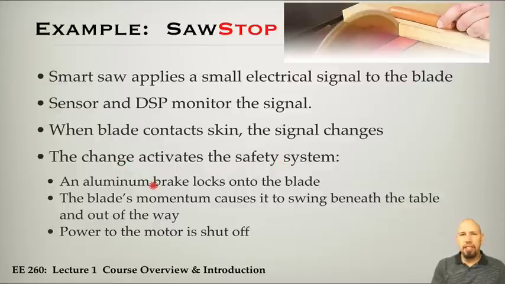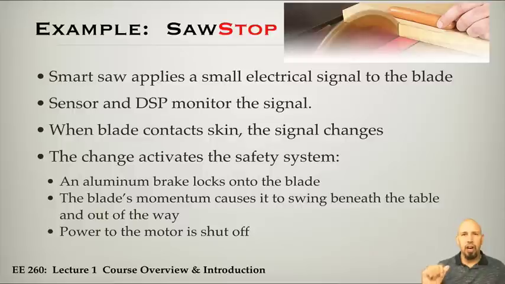When the safety system is activated, three things happen. First, an aluminum brake locks onto the blade. It's like a block of aluminum just grabs the blade. Even though the blade is spinning, it destroys that block of aluminum, but in the process, it stops the blade. And in the process, the momentum of the motor also causes the blade to swing out of the way. The third thing is it shuts the power to the motor off.